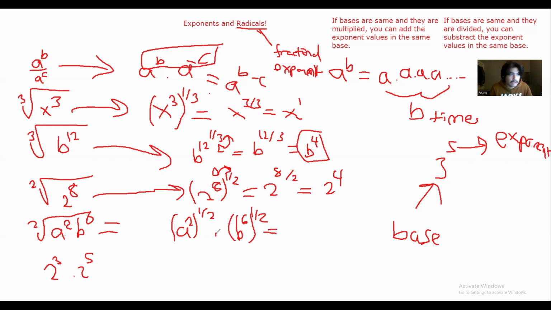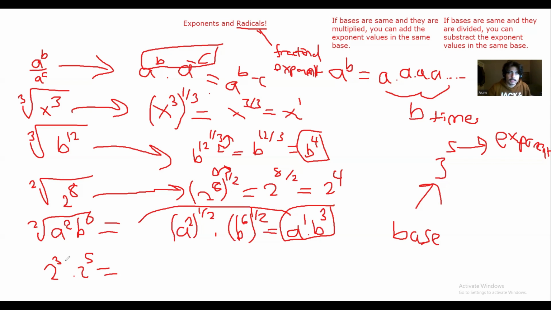And then we can now distribute our outside exponent to our inside exponent, and then we can achieve a more reasonable or more simple answer. In this case, we got a to the power of 2/2, which is 1, times b to the power of 6/2, which is 3. So our answer choice is a times b cubed.